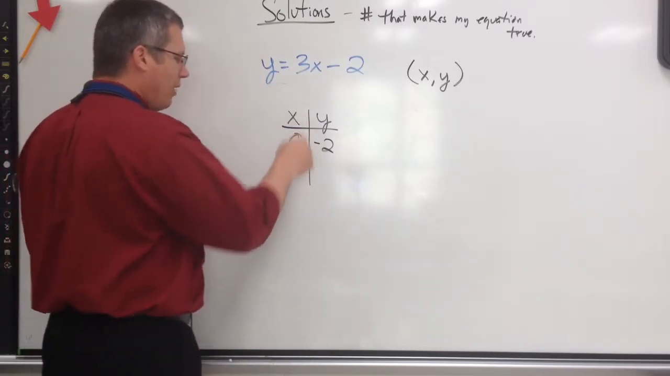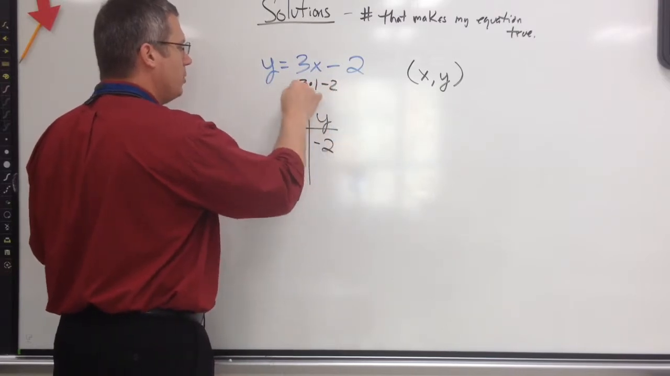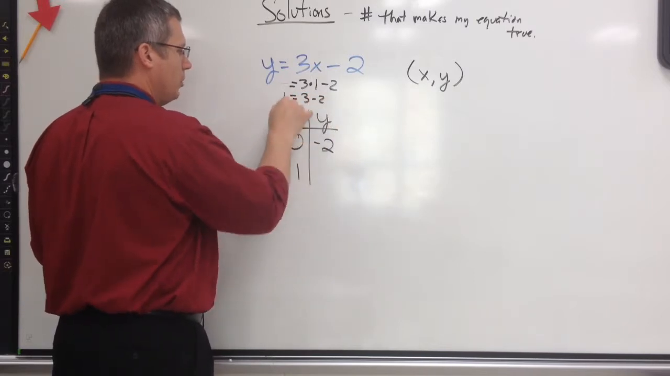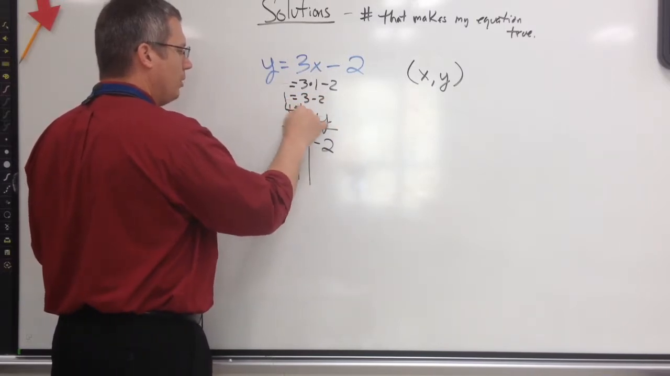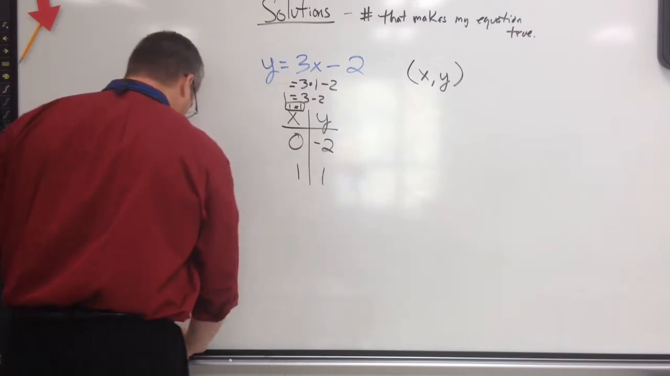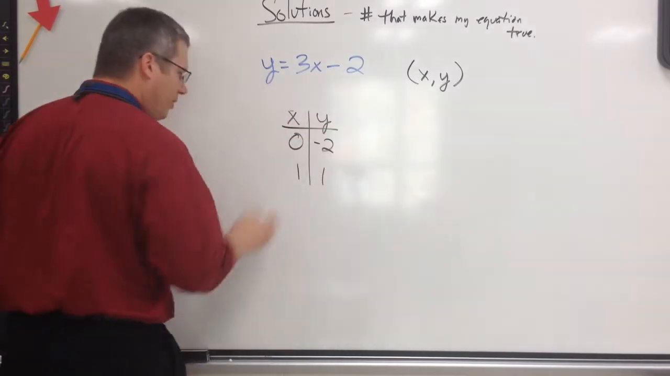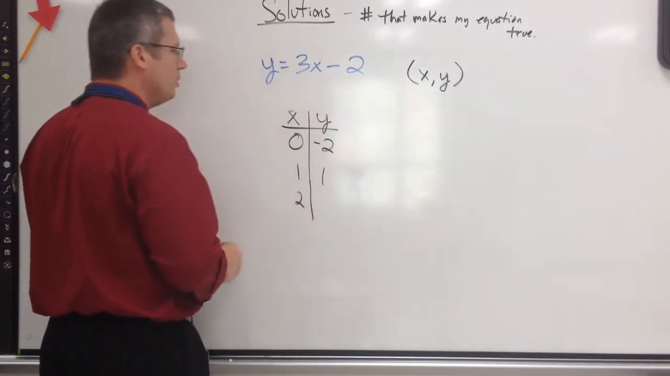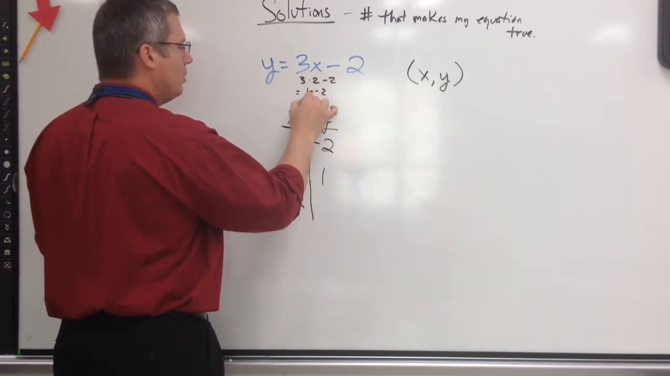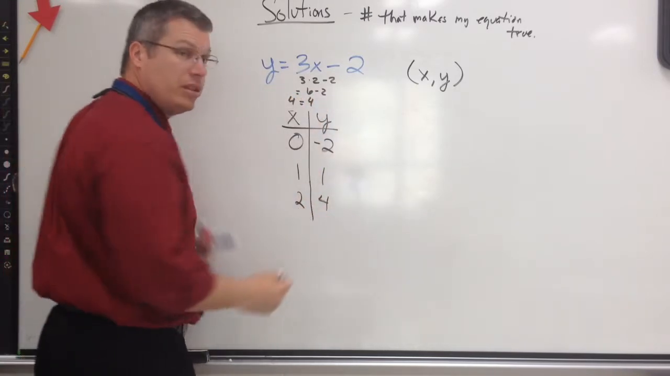I picked 0 for X. What if I picked 1? 3 times 1 minus 2. 3 minus 2 equals 1. 1 equals 1. There's another solution. Can I keep doing this, I wonder? What if I picked a different number? 2. 3 times 2 minus 2. 6 minus 2 equals 4. 4 equals 4. There's another solution.